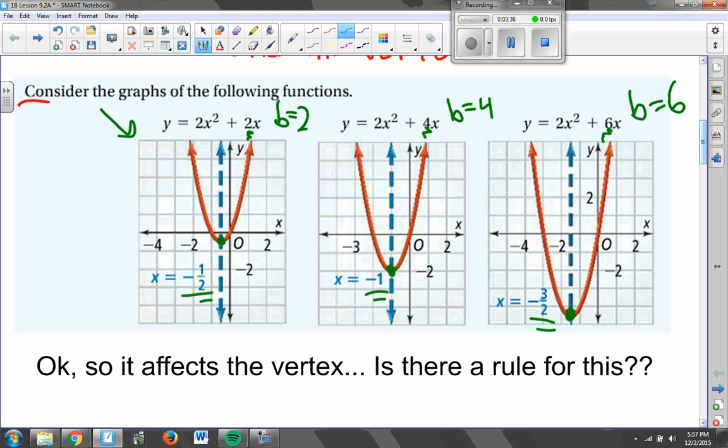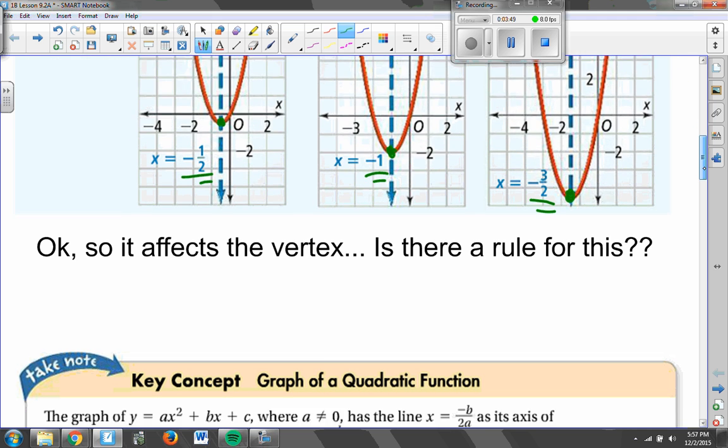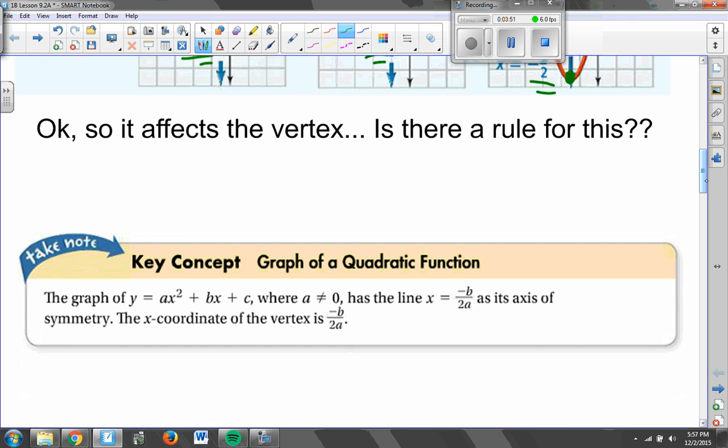Logical question for us: is there a rule for this? Is there a pattern we can follow, sort of like our wider and narrower parabolas? And the answer is yes. And this time it is a formula, a little formula. This is right at the top of page 554, if you have your textbook and want to look there.